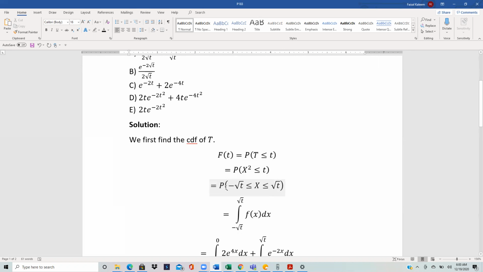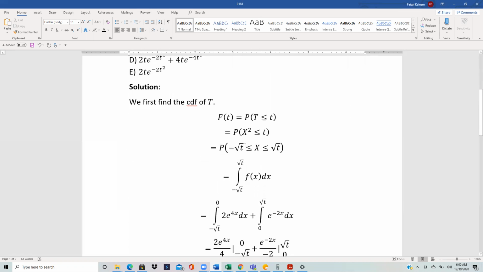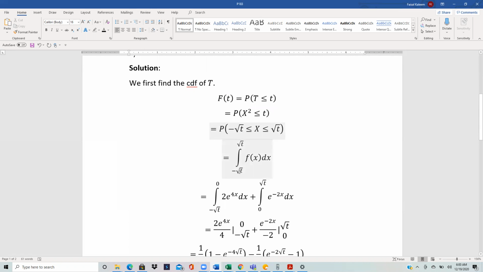And that probability, by definition, is the integral from negative square root t to positive square root t of the PDF of X. But the PDF splits up. It has one value for the negative x's and another value for the positive x's. So when x is negative, it's 2e^(4x). And that's what will happen as long as x is between negative square root t and 0. That's the negative portion for x. So here it's 2e^(4x), and then from 0 to square root t, it's the positive portion for x, and over there the PDF was e^(-2x).